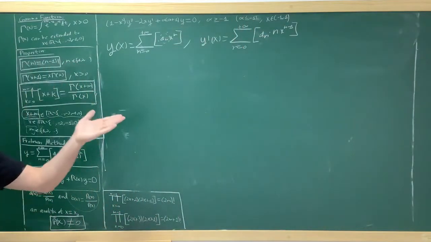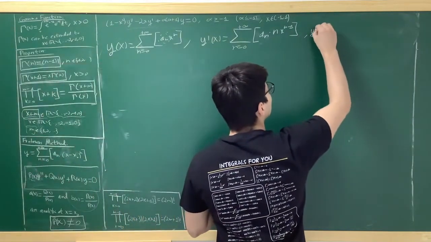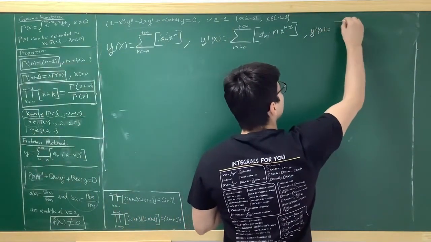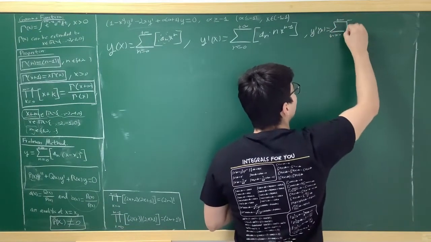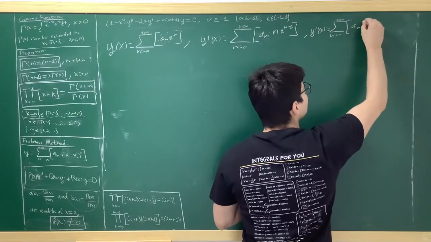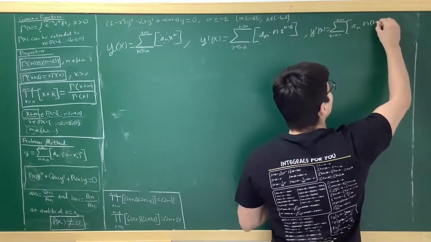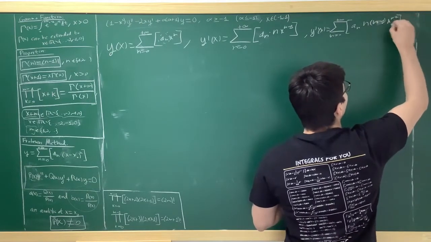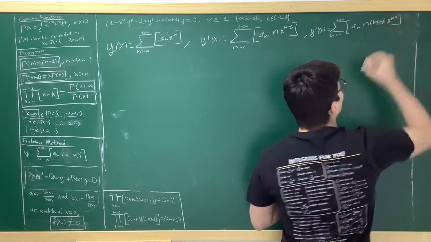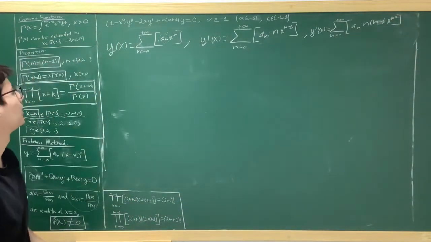Now, what do we do? We take the derivative once again, and we get y double prime of x is just the sum from n equals 0 to positive infinity of a_n times n times n minus 1 times x to the n minus 2. And this will be it. All we have to do now is substitute into the equation.